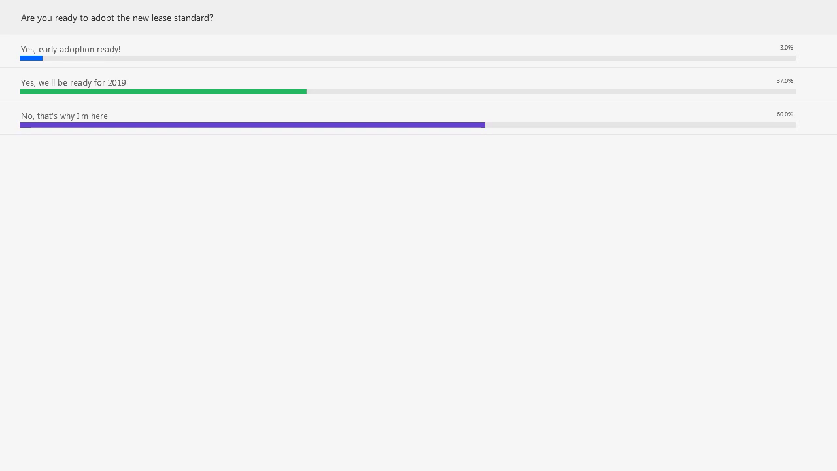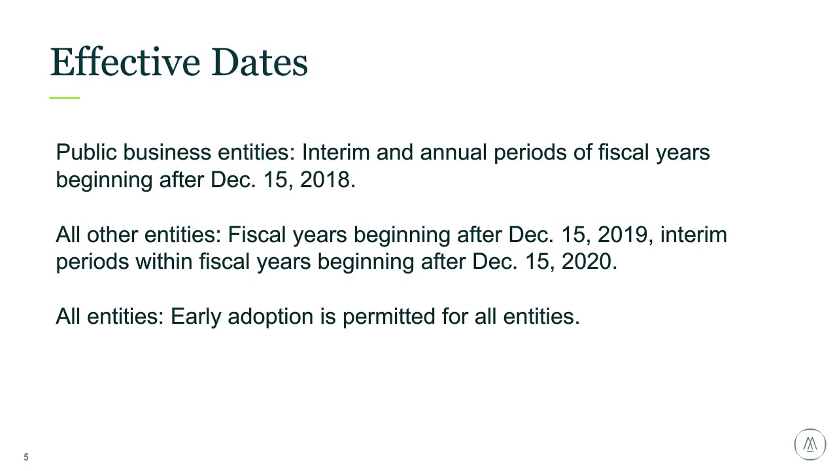So that's perfect. Let's jump in and talk about the effective dates of the new guidance. So for you public business entities, the new standard will be effective for interim periods and annual periods of fiscal years beginning after December 15, 2018. For all other entities, privately held entities, the standard will be effective for fiscal years beginning after December 15, 2019, and interim periods within fiscal years beginning after December 15, 2020. Now, I mentioned early adoption is permitted, so you do have that option if you so choose.